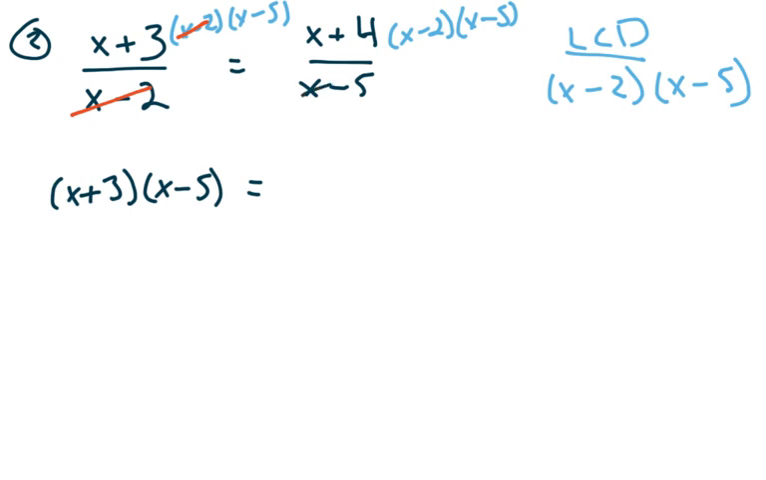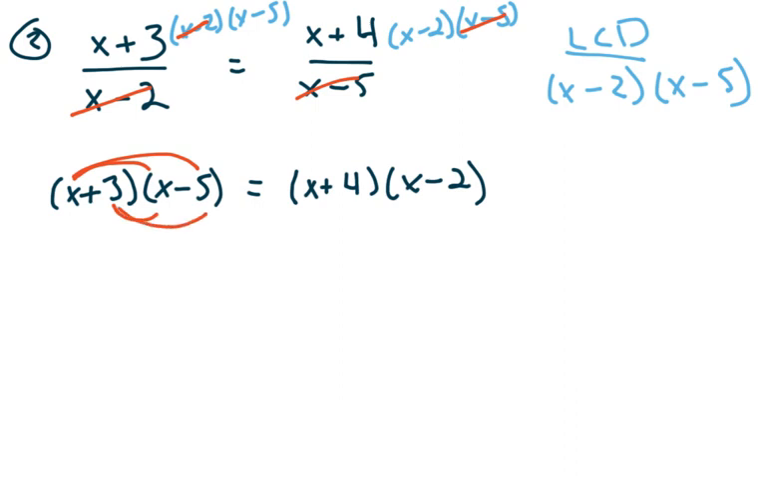On my right side, the x minus 5s cancel. So I'd be left with an x plus 4 times an x minus 2. And then when we multiply these, we have to distribute. So I can distribute the x to each, and then I'll distribute the positive 3 to each.